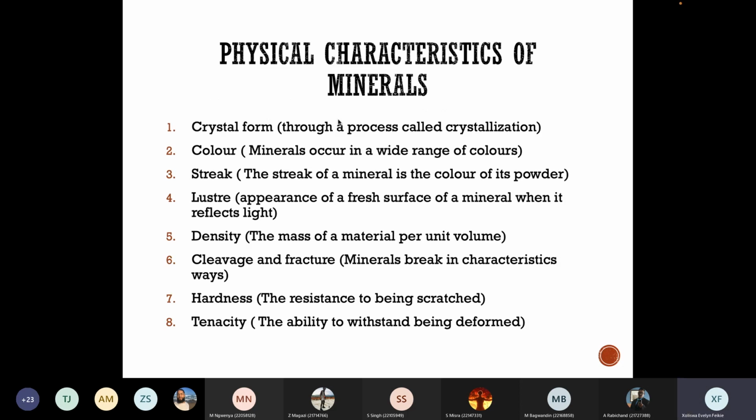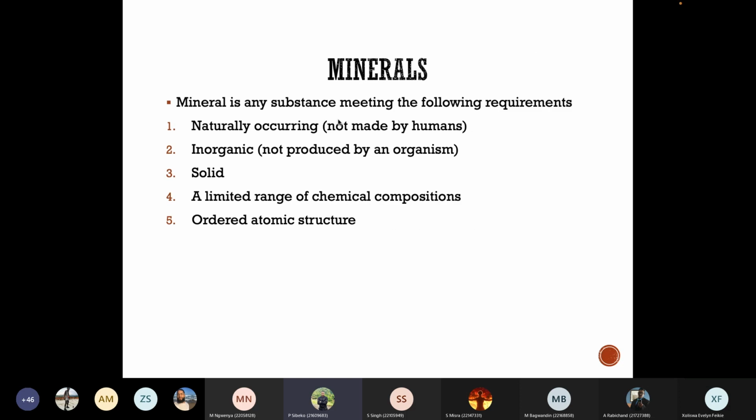Now, they also tell us that, I'm sorry, ma'am. Yes, sir. I'm sorry to interrupt you, ma'am. I just wanted to understand here. In order for it to be a mineral, would it have to fulfill all 5 of those points, or is it just a couple of them? All 5 of them.